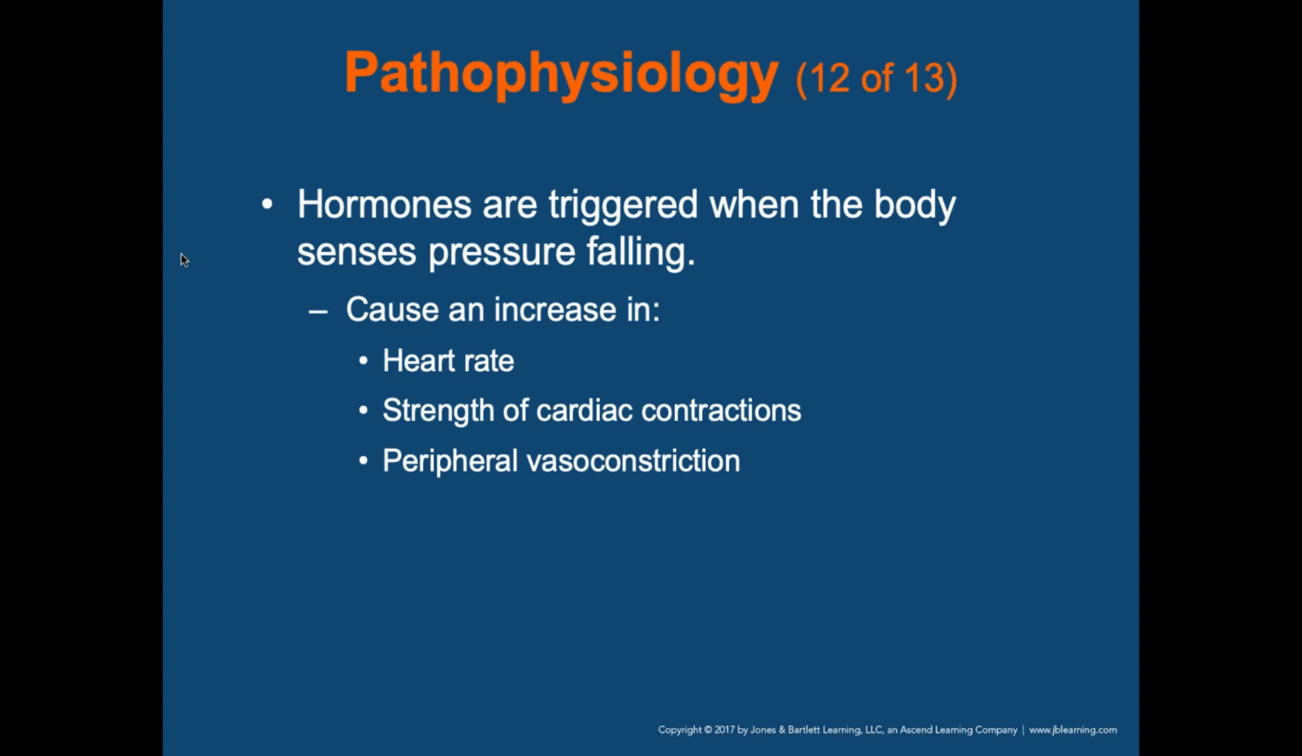Hormones are triggered when the body senses pressure falling. So what will happen with these hormones being triggered and released is you'll start seeing an increase in heart rate and a strength of cardiac contractions. So you'll see the heart rate going up, you'll see a more bounding heart rate, and you'll see peripheral vasoconstriction. And that's what I was talking about, the shunting of the blood. So your heart rate goes up, your cardiac contractions get stronger, and your peripheral vasoconstriction to your extremities starts shutting down to keep the core alive.